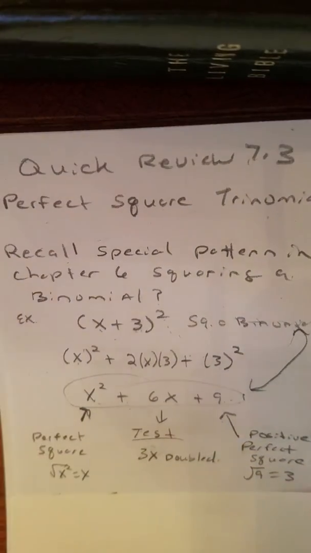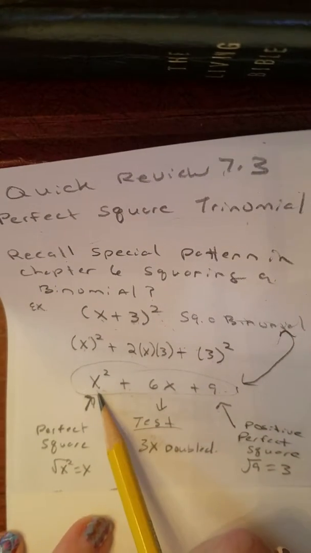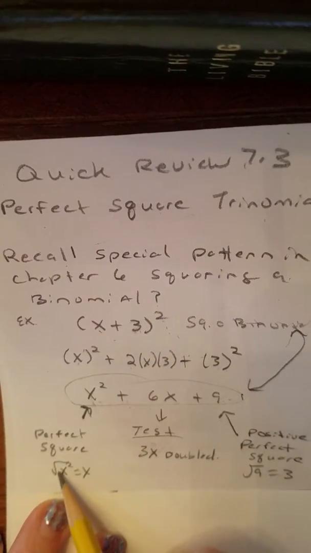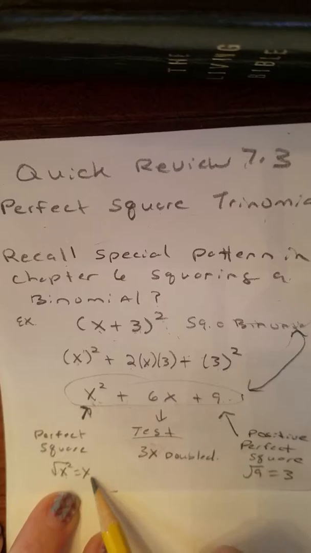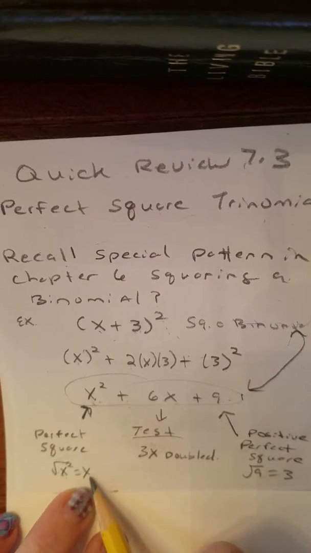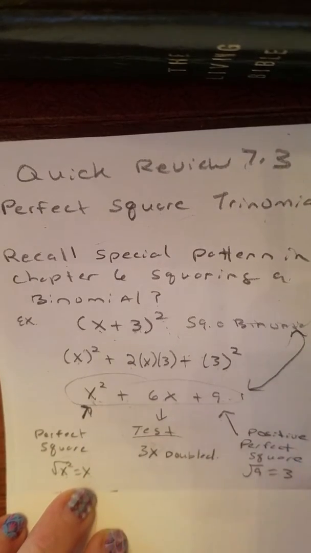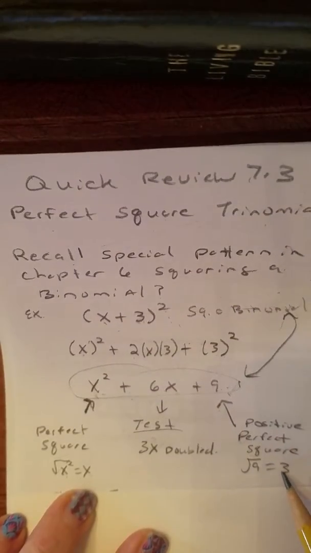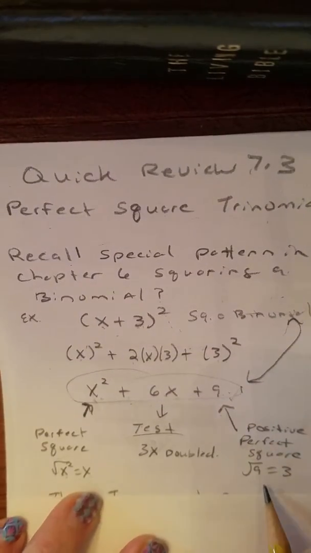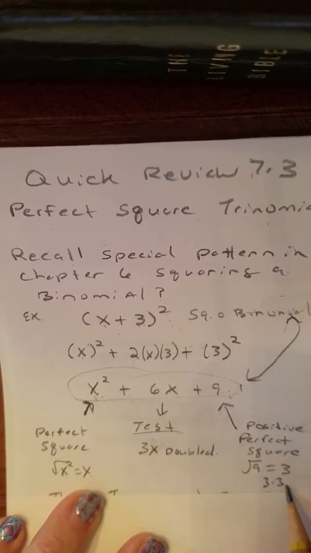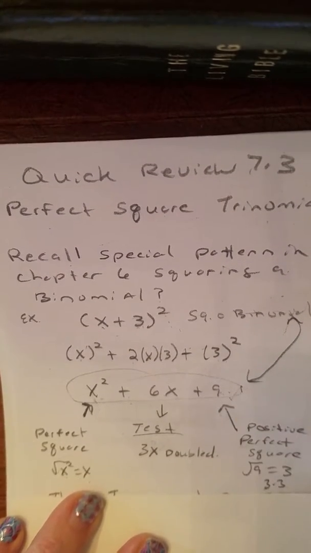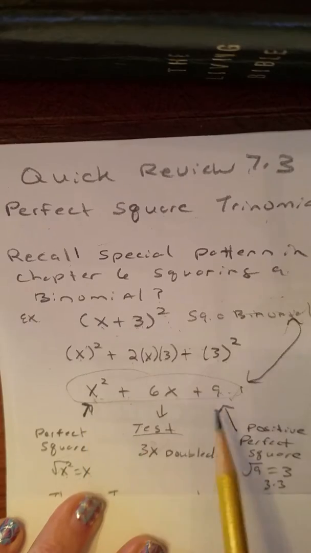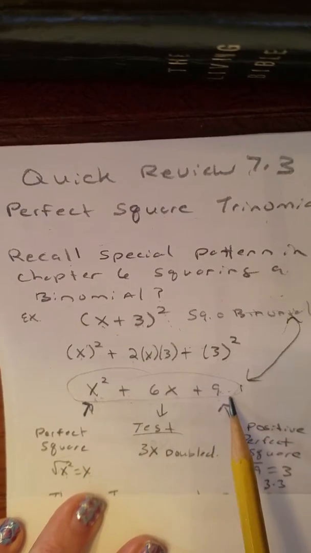The first thing you're going to do is ask, is this a perfect square? In other words, if I take the square root of x squared, I get x, because x times x, so that's a perfect square. I look at the end. If I take the square root of 9, I get 3. In other words, 3 times 3 is 9, so that's a perfect square. So I've checked the first term and the last term. They are both perfect squares.